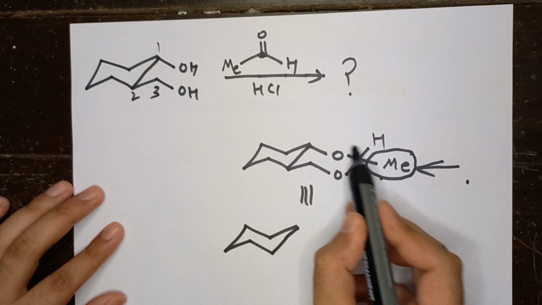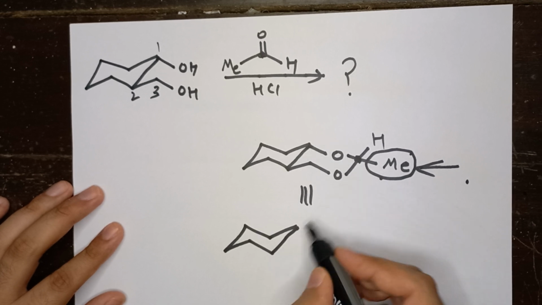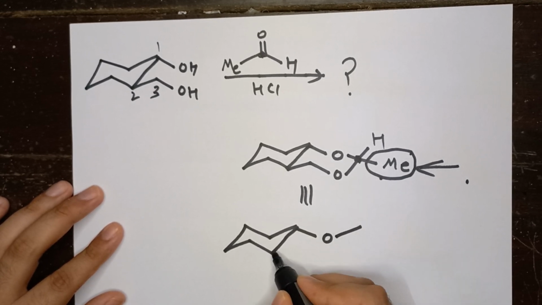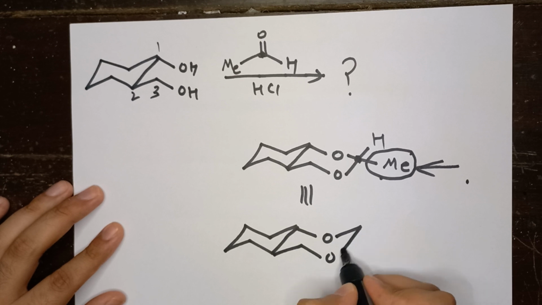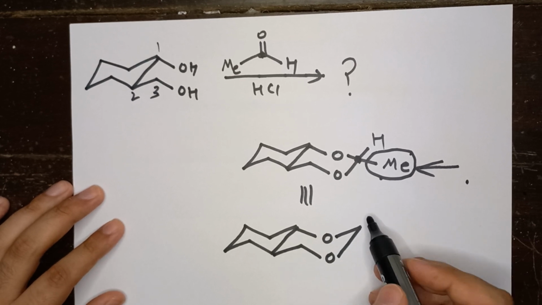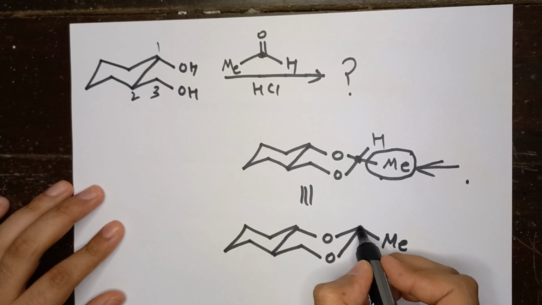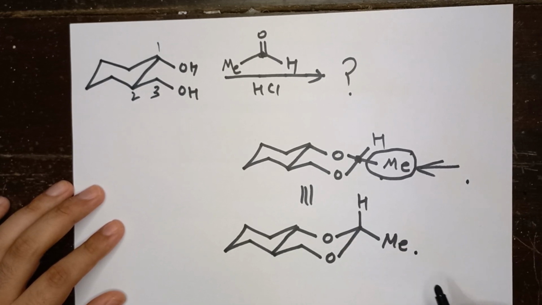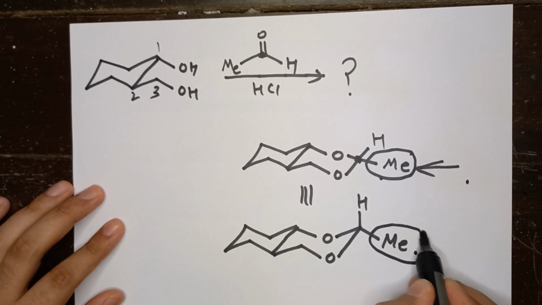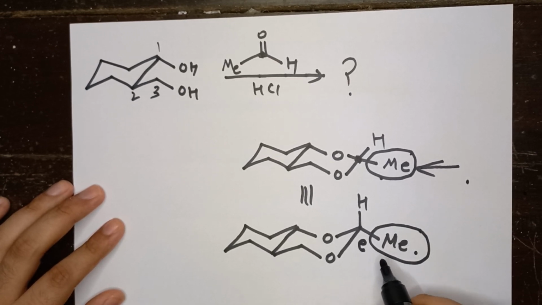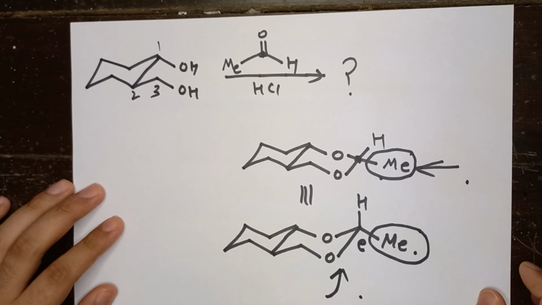So this is another 6-membered ring. So O, O, and this. I have to keep methyl at equatorial, and hydrogen at axial to minimize the 1,3 diaxial interaction, and Me is going to be below the plane, equatorial, and this is the major product.